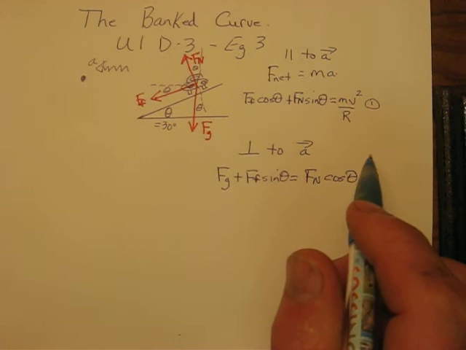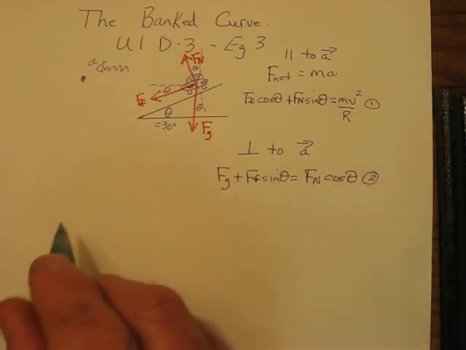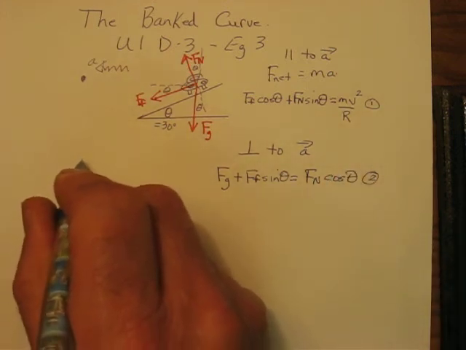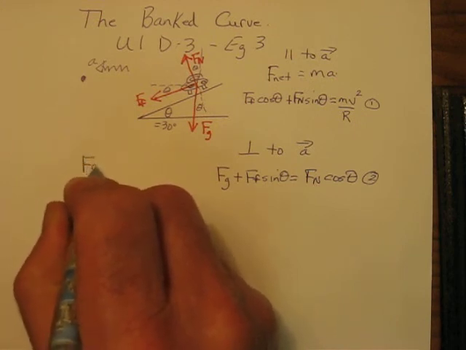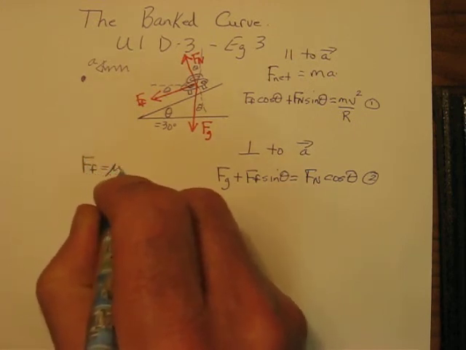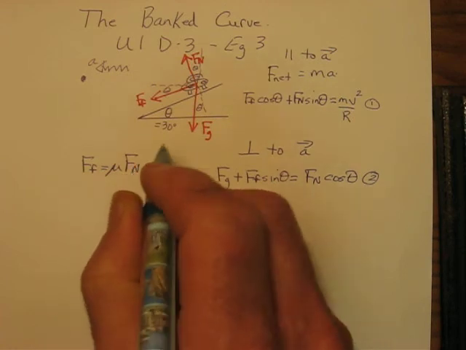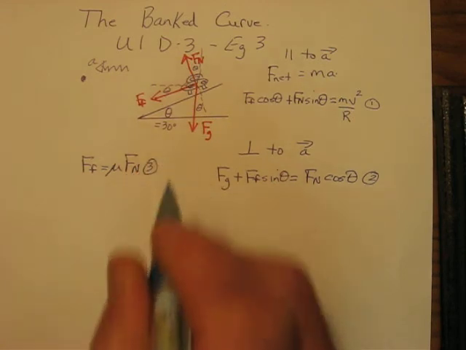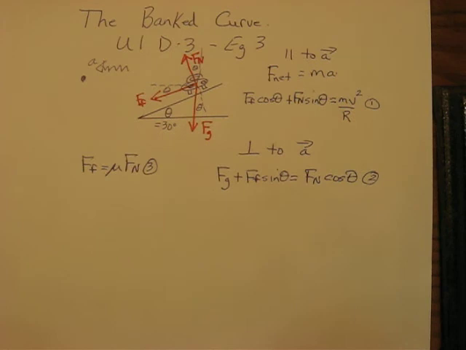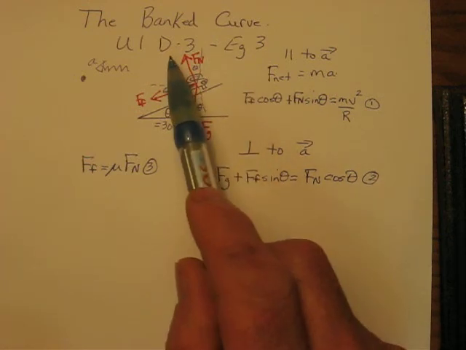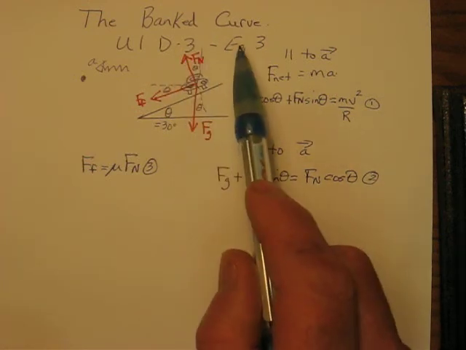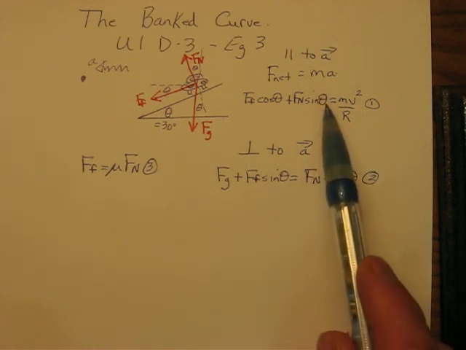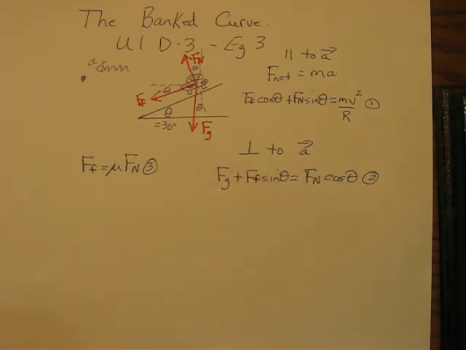Now there is one more equation which you're going to need to solve this problem. That comes from our notes, that FF, the force of friction, is equal to mu Fn, the coefficient of friction. That is the third equation. So we have three equations here for solving the bank curve. Refer again to the lesson online in section D, activity 3, example 3. You'll then substitute the numbers in and you can see how it is solved mathematically. Good luck.